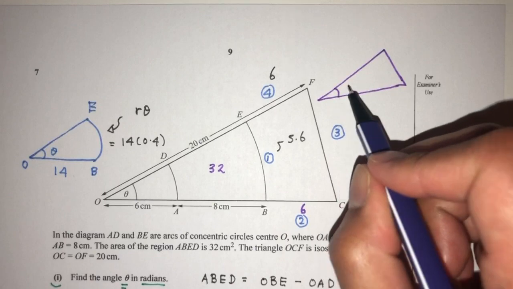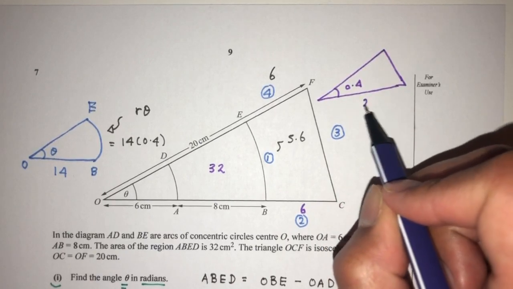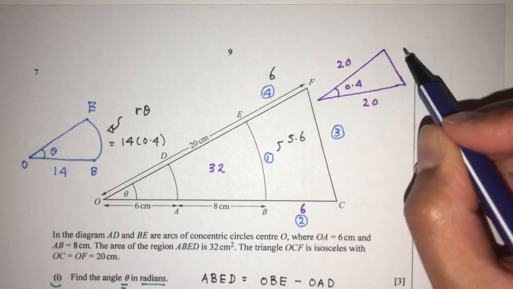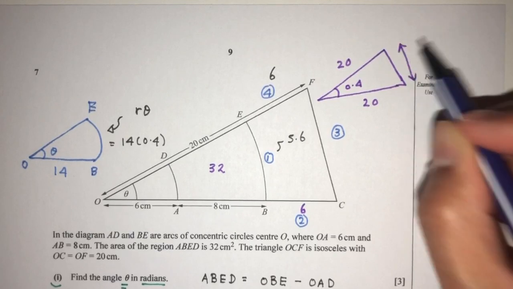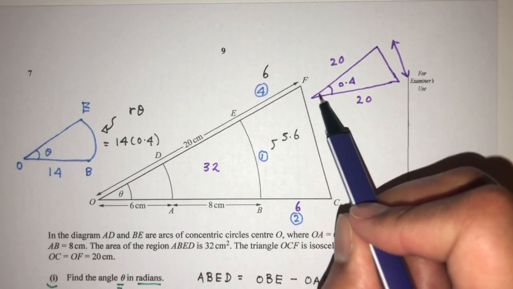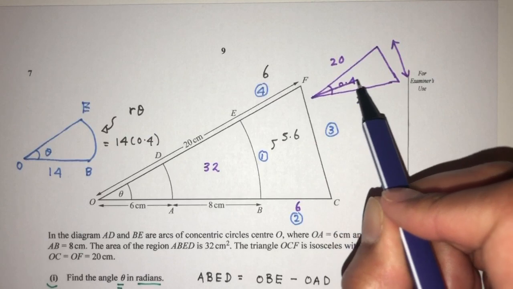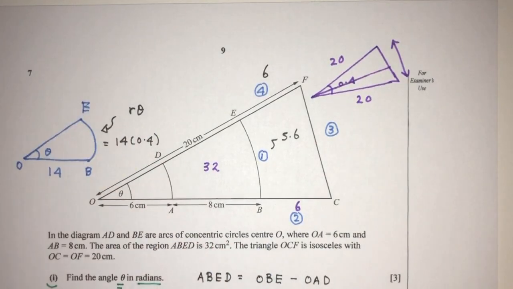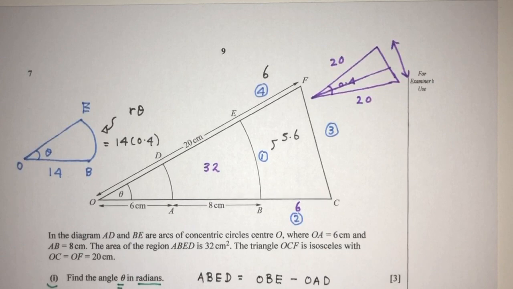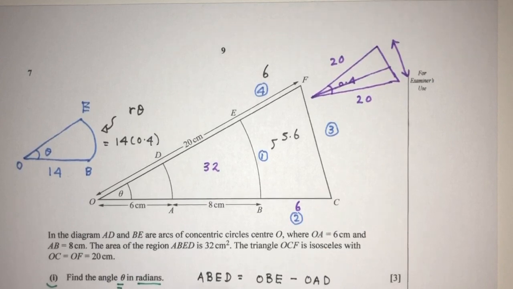We have the angle here, 0.4. This is 20. This is 20. We have to find this side. Now, of course, there's many ways to do that. You can always break this down in exactly half and use SOHCAHTOA to find the side as well. Or we can just use the cosine rule, because we know these two sides and the angle in between. We can use the cosine rule.